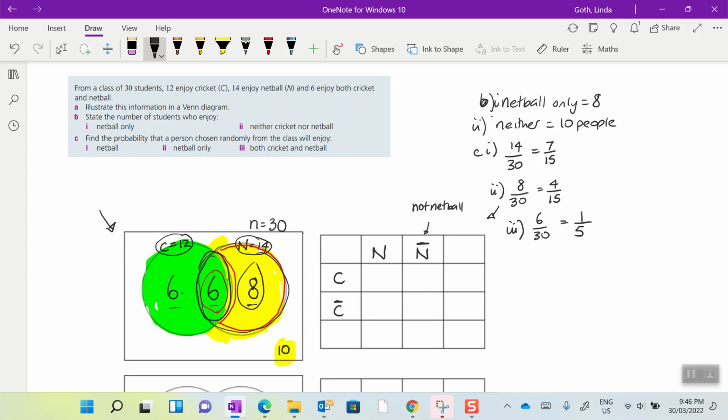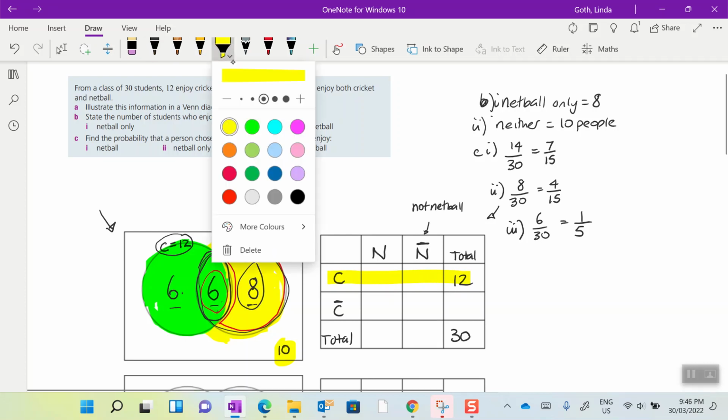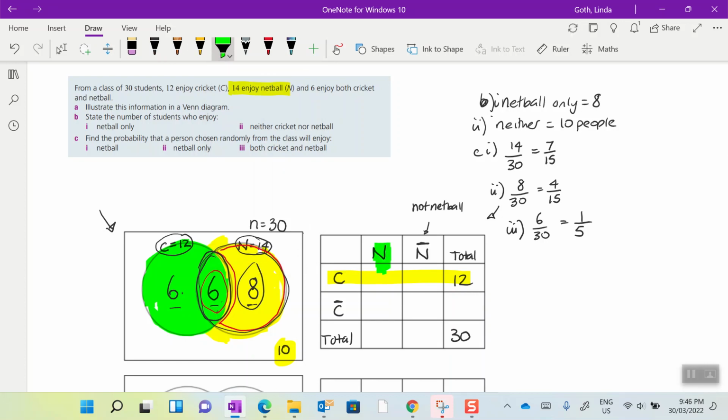Let's see if we can put the information into this two-way table. It says there's a class of 30 students, which means that our total has to be 30. So let's put total here. Okay, so we've got 30 students altogether. Now we know that altogether 12 people like cricket. So the total for cricket, I'm going across here like this, is 12. Then I'm told that the total for netball is 14. So I'm going to look at my netball column and say that the total for netball is 14.